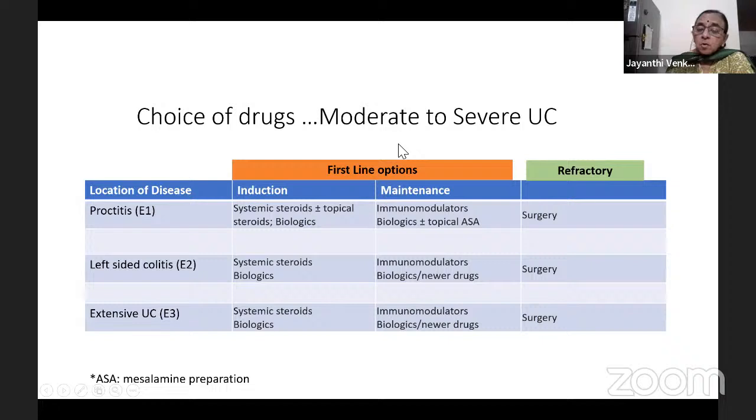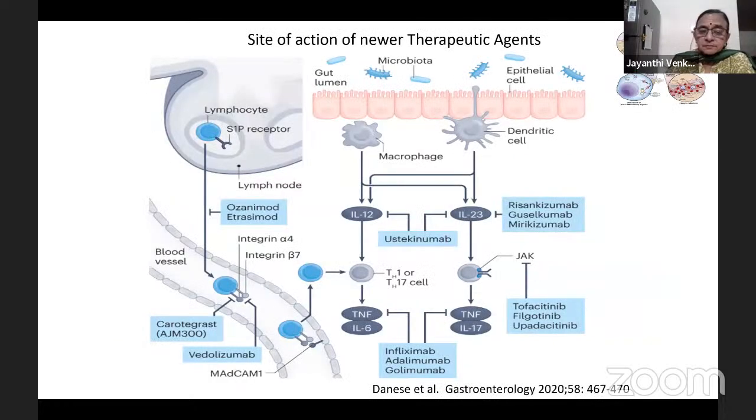So the choice of drugs for moderate to severe ulcerative colitis, unlike patients with mild colitis, is now steroids with or without biologicals across the board, whether it is rectal, left-sided, or pancolitis. And in patients who are refractory either to the systemic steroids or to biologicals with or without immunomodulators, they are the ones where surgery is absolutely indicated.